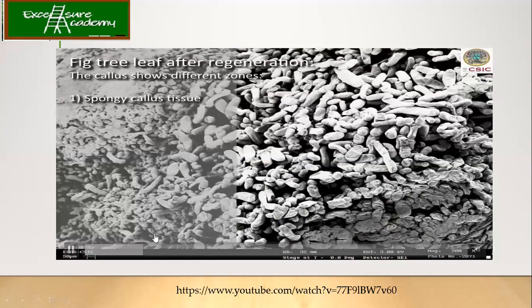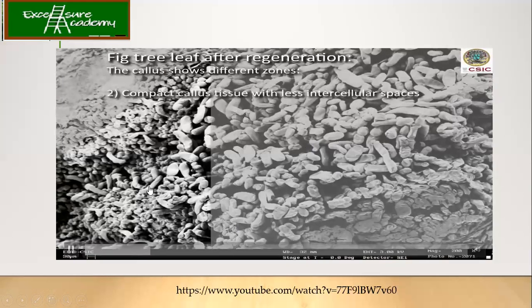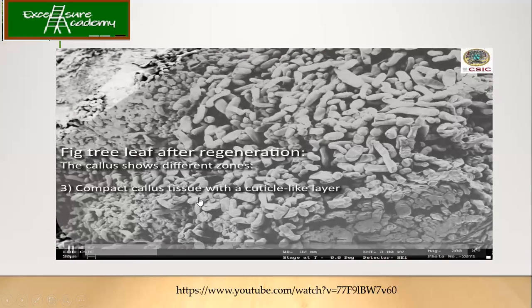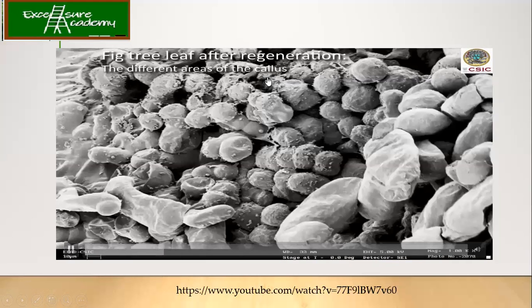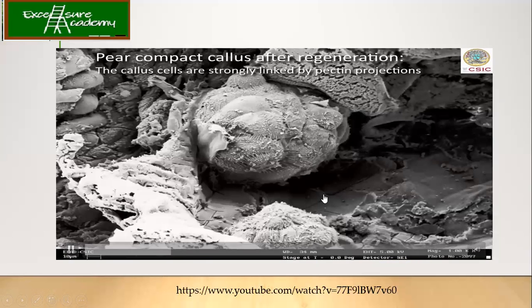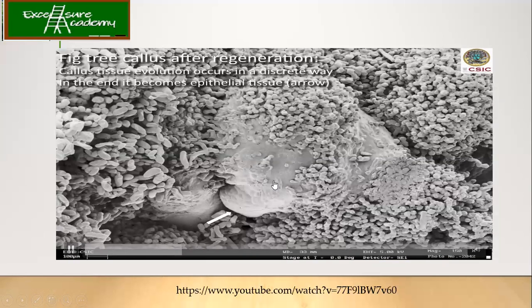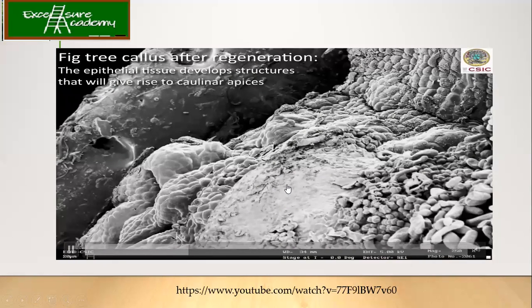Moving further, they have got spongy callus tissue. This portion has been characterized. See here, small pieces compared to this big one, so they are more compact. And here is the cuticle layer of the plant. If you see the different areas of the callus again, here it is linked by pectin projections. You can see the pectin projections here. Now this is the epithelial tissue where they have shown the arrow, and these are the columnar apices.